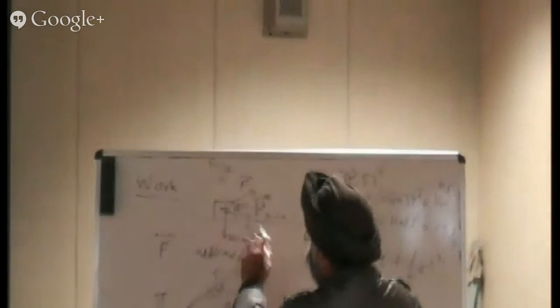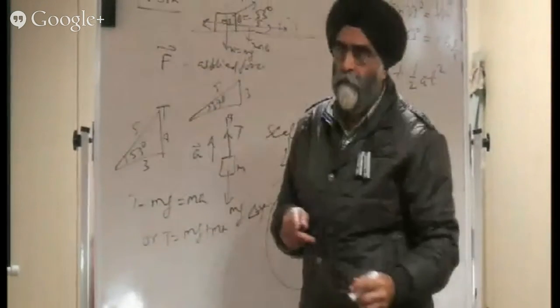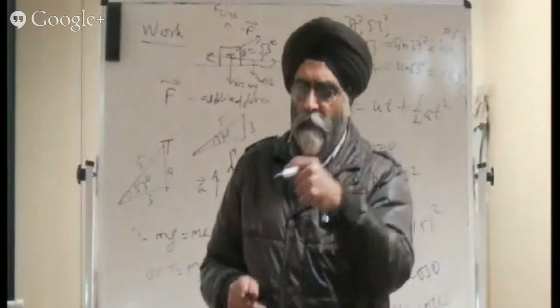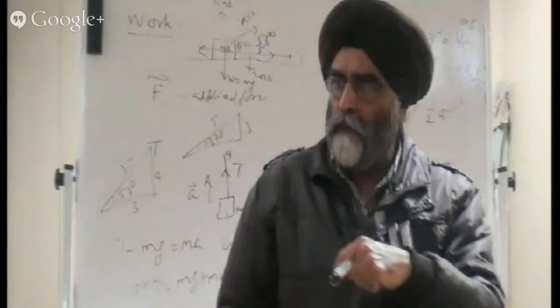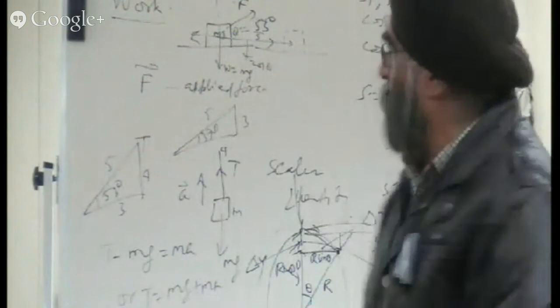And there will be only 2 work done, one due to the frictional force, which will be negative, and one due to the x component of the force, which will be horizontally rightwards. So that is what we have done here. Can we go back?